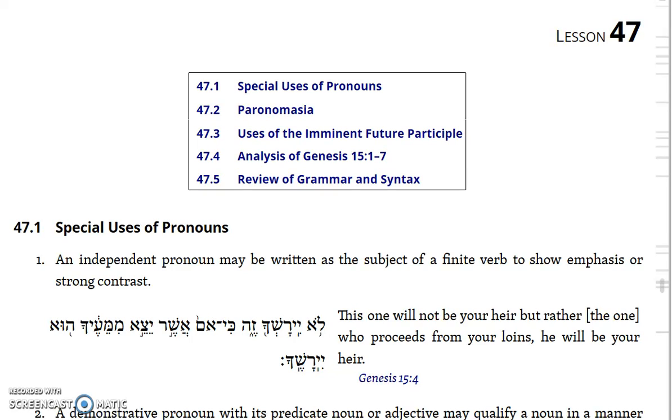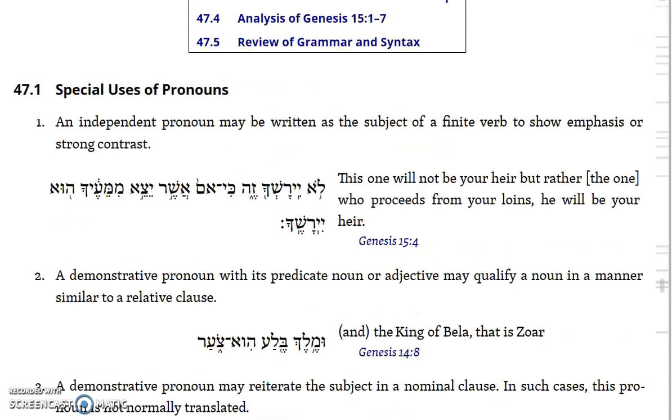I will now introduce Ross Lesson 47, beginning with 47.1, Special Usages of Pronouns. Number 1. An independent pronoun may be written as the subject of a finite verb to show emphasis or strong contrast. And you get an example of that in Genesis 15 and verse 4.